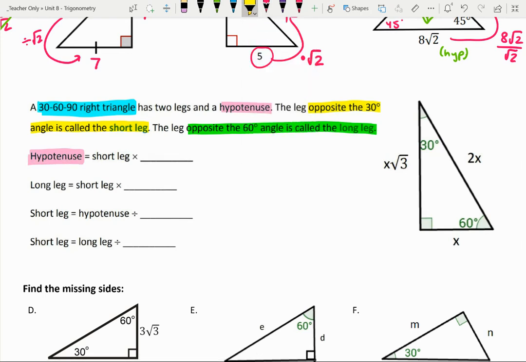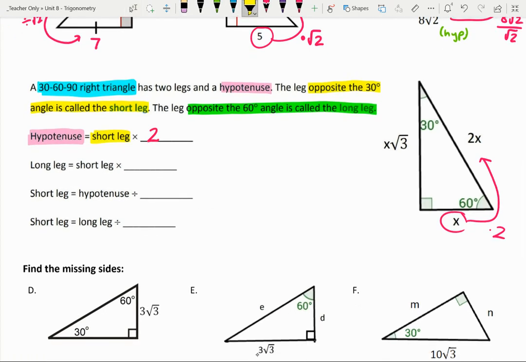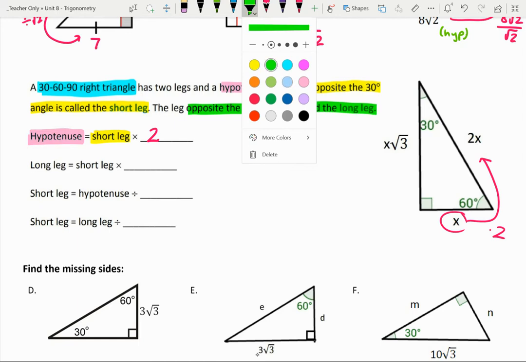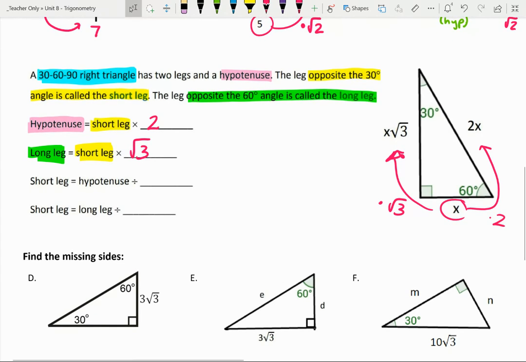If I want to find the hypotenuse, I take the value of the short leg, and looking at the relationship here, the way to get to the hypotenuse is to multiply by 2. x times 2 gives us 2x. So we do the short leg times 2. Now, if I want to find the length of the long leg, I take the length of the short leg and multiply it by, looking at the relationship between x and x root 3, the square root of 3. And again, we're not going to try to convert that to a decimal. We're going to leave it as an exact value.